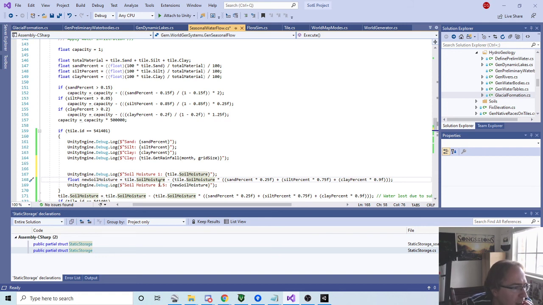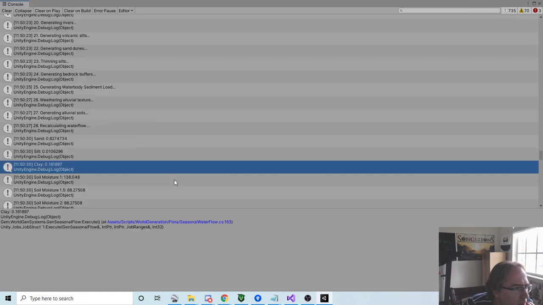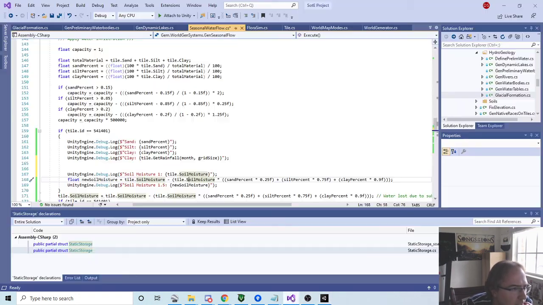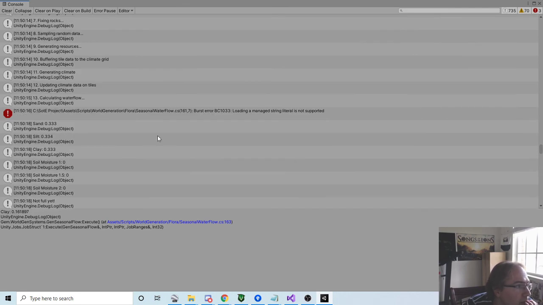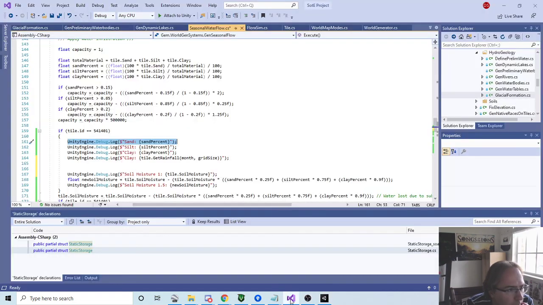Yeah, I'll show you that error, the line that causes it. It's just the first log, I believe. Let's see. 161, right? So it throws that error, and then short circuits, and then none of the other ones throw an error because I'm assuming it just shuts off the burst compiler or something. So then the other ones don't have the issue, at least as far as I can tell.